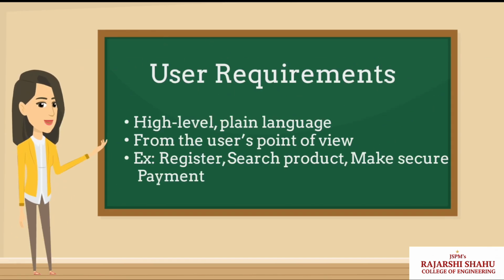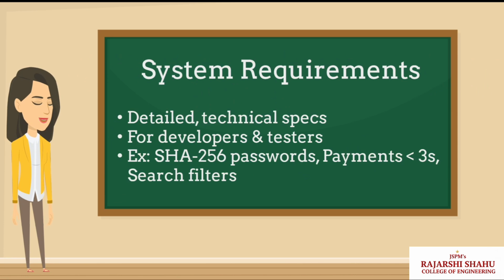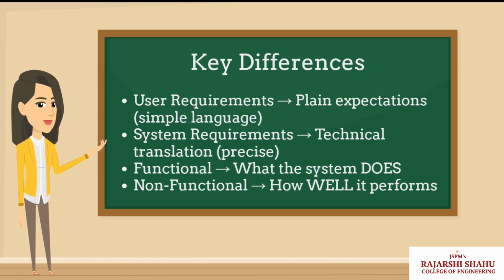User requirements are written simply so anyone can understand them. They describe what users want. For example, the ability to register, search items, and pay securely. System requirements translate user needs into precise technical terms for developers and testers, such as encryption methods, performance limits, and interface behaviors. Remember the differences.